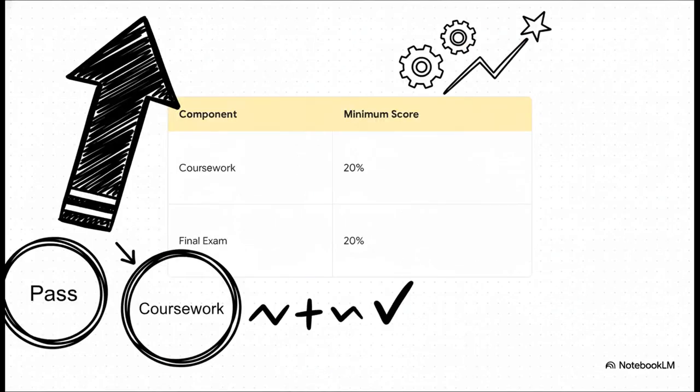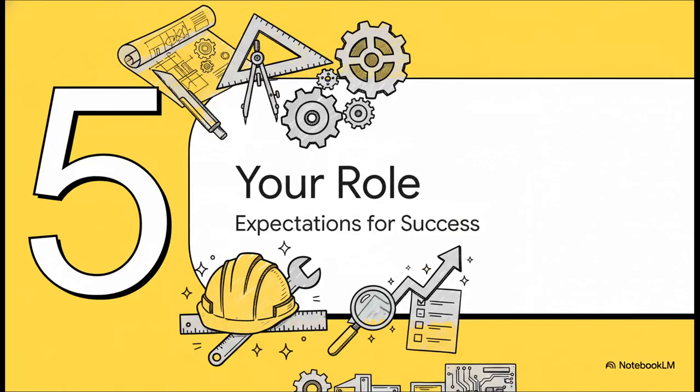And let's be super clear about what it takes to pass. There are two simple rules. First, you need to get at least 20% on your total coursework. Second, you also need to get at least 20% on the final exam. You have to meet both of those requirements to pass the course. Simple as that.